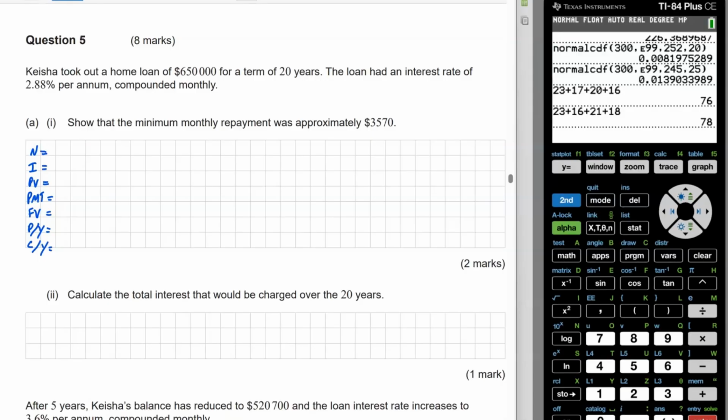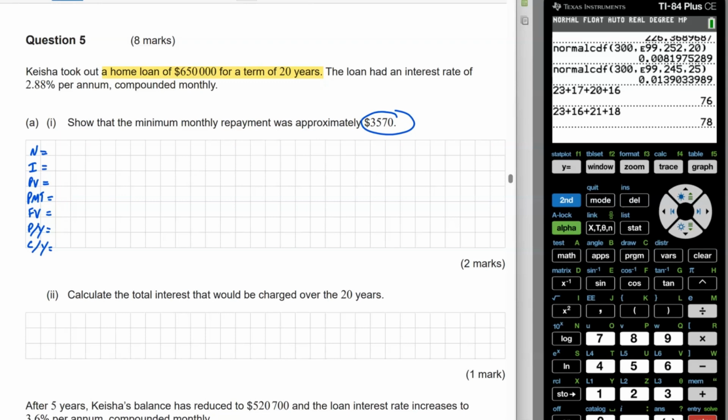So in question 5, we've got the scenario of someone taking out a home loan of $650,000, and it's going to be over a 20-year time frame. The first question is to show the minimum monthly repayment is going to be equal to $3,570, or approximately that. So we're going to have to write down what we're going to put into our calculators first.